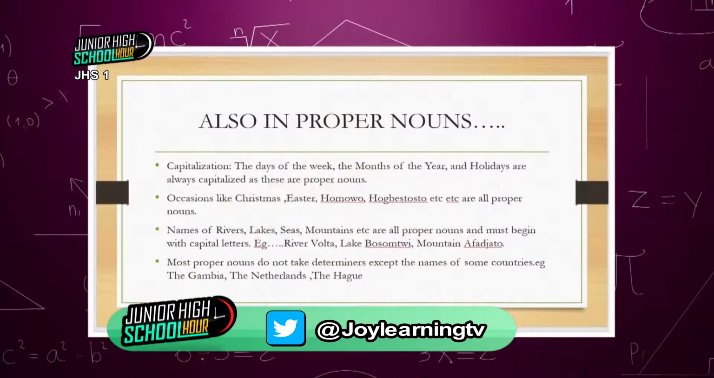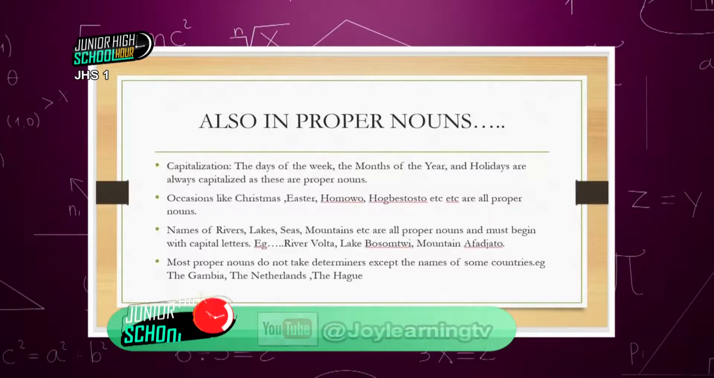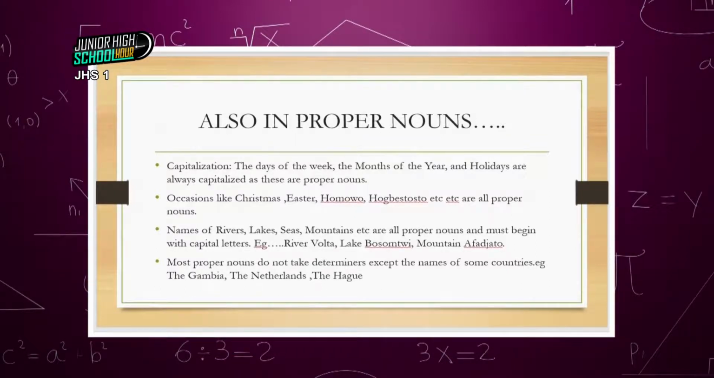Now, we have names of rivers, lakes, seas, mountains, etc. They are all proper nouns and must begin with capital letters. So, for example, I have River Volta. Then we have Lake Bosumchi. We have Mountain Afajato, and a lot more.